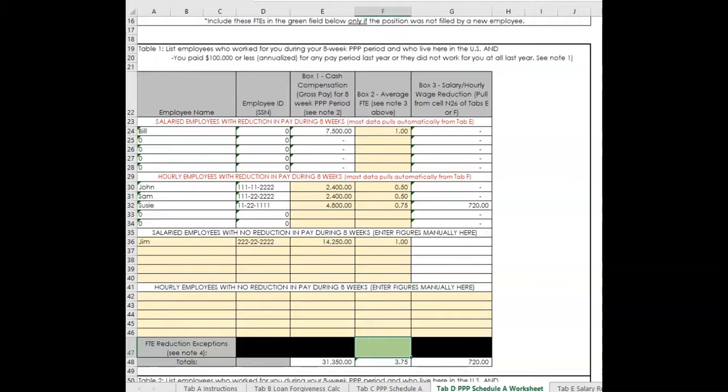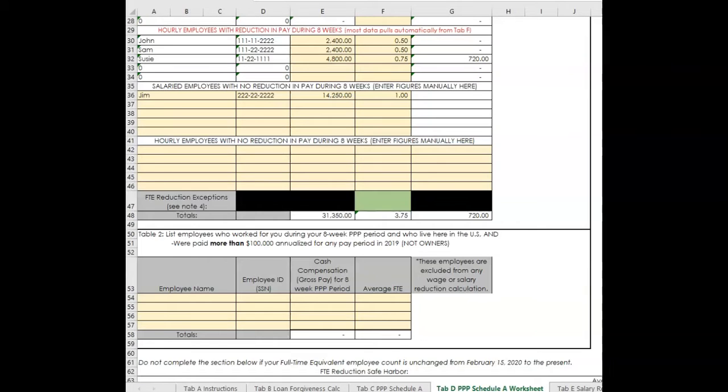If you did not replace these employees during your covered period, therefore there are no new employees listed in this chart, then record a 1 for each full-time equivalent employee exception in this green box. What this does is it increases what the SBA will consider as your full-time equivalent count for your covered period when compared to the past.